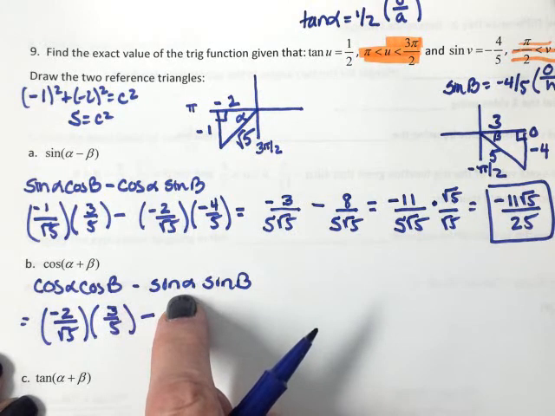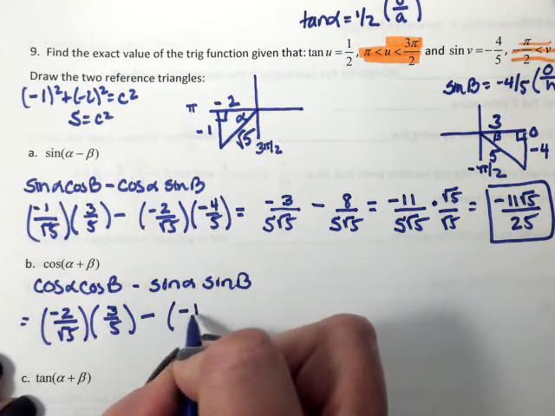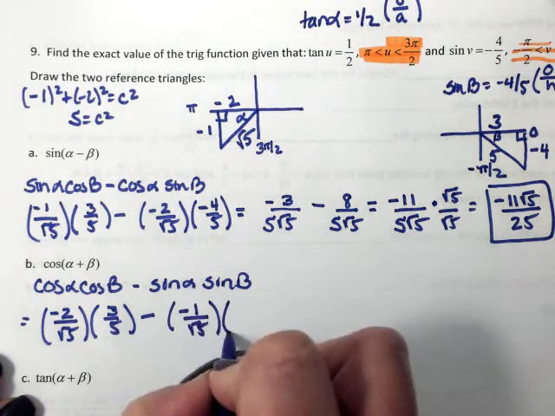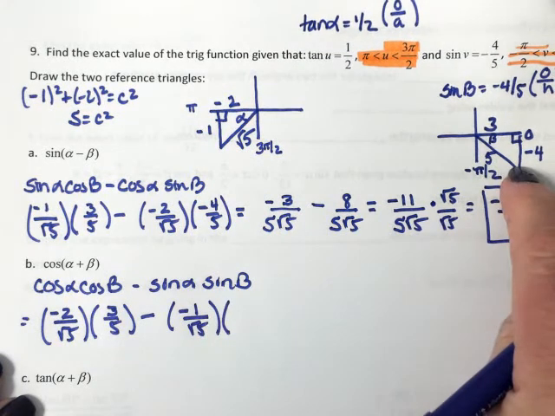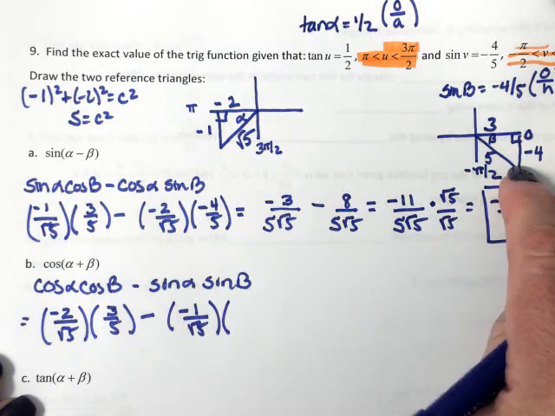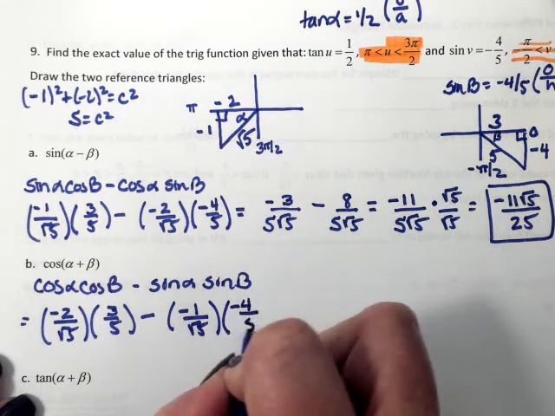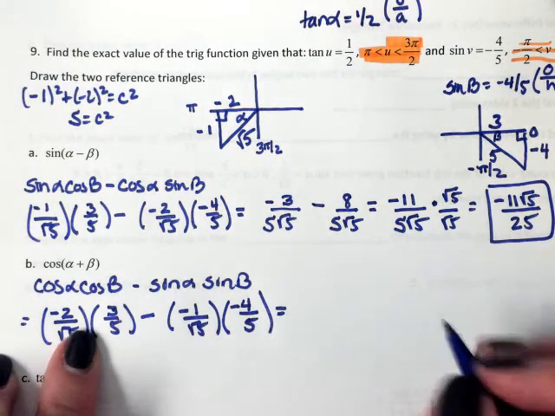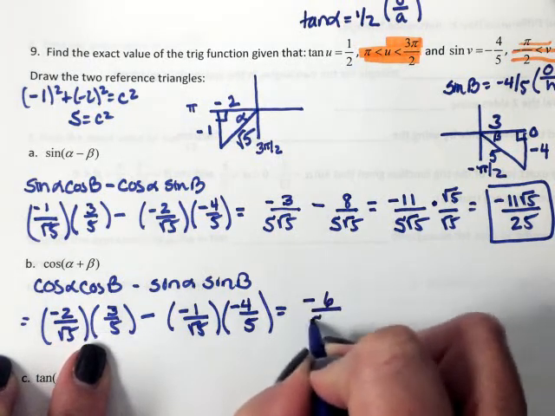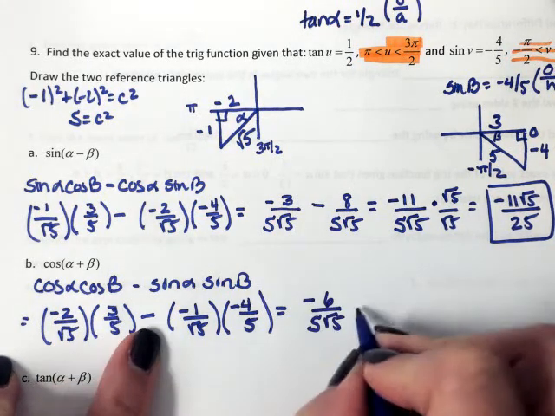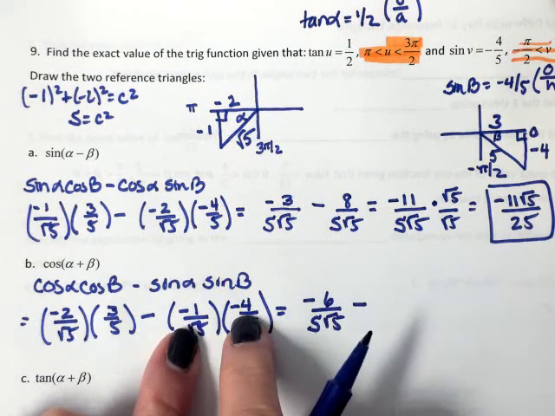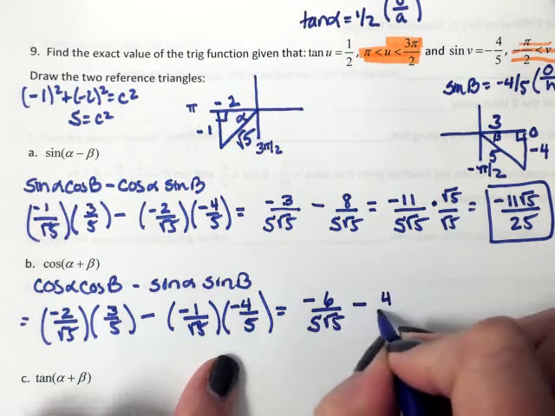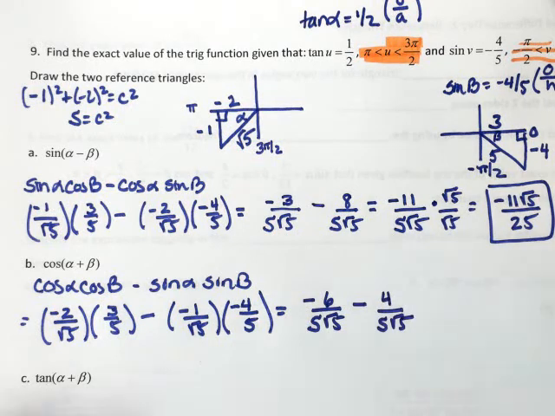Sine alpha, remember, go to your alpha triangle again and set up the sine ratio. Sine is the opposite over hypotenuse. That's going to be -1 over square root 5. Sine beta, go to your beta triangle and set up your sine ratio, which would be -4 over 5. Again, be careful of your signs. Multiply straight across. That's going to be -6 over 5 square root 5. Minus, a negative times a negative is a positive, so that's going to be 4 over 5 square root 5.